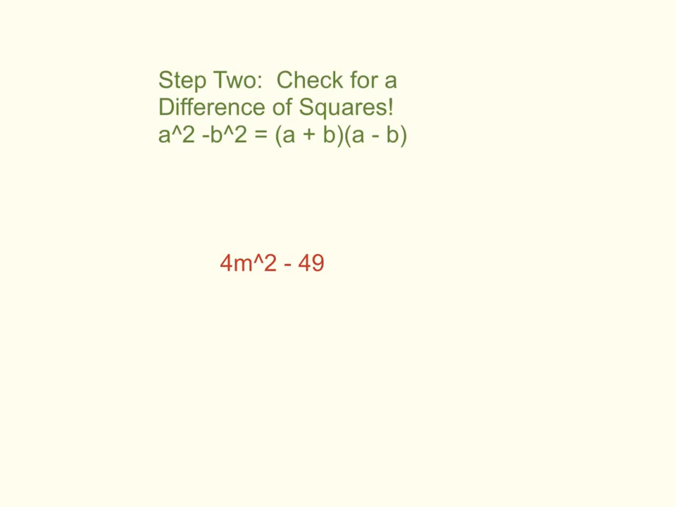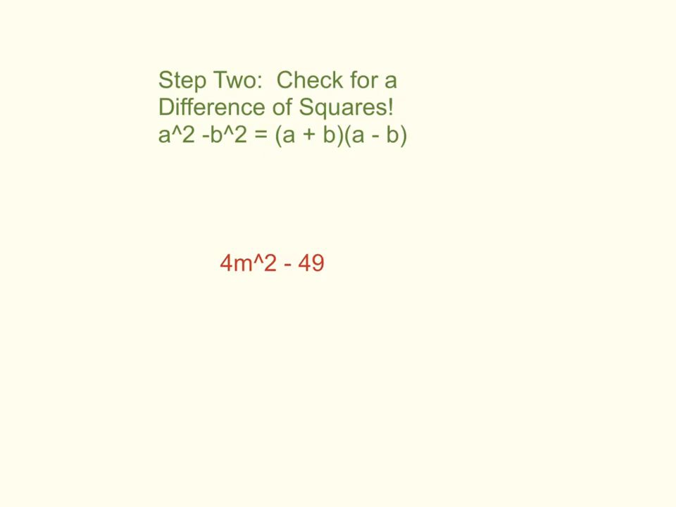There are usually 3 questions that I will try to have you ask yourself as you go, and if you get a no answer to any of them, stop and go on to the next step. The first question is, are there 2 terms only? As you can see here, yes. Second question is, are they both squares?